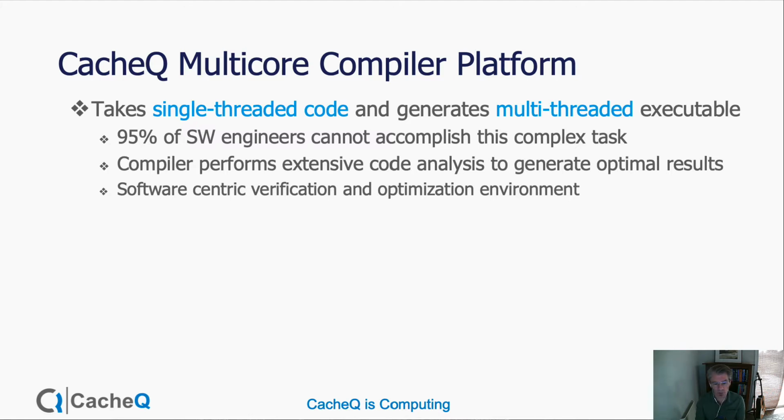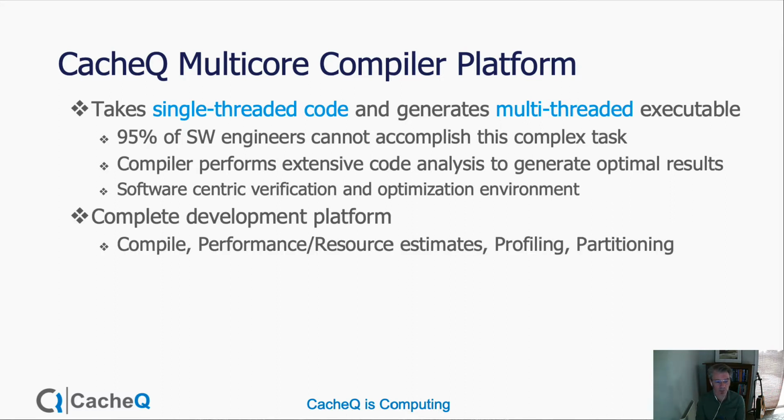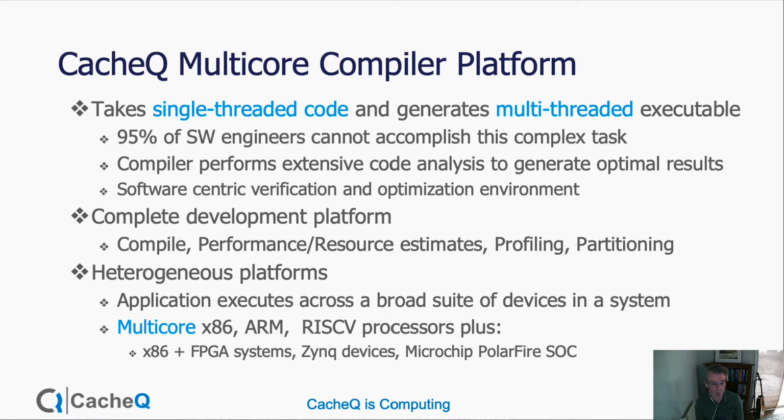And it's a very software-centric verification and optimization environment. It's very familiar to people that use and understand compilers such as GCC. We have a complete development platform which includes the compiler as well as other tools that are necessary for understanding your performance bottlenecks and getting better results, such as performance estimation, resource estimation, profiling to understand which portions of your code are executing the most, and partitioning, which is the assignment of blocks of code to one resource or another, or in other words, scheduling the code to be executed on different types of hardware resources.